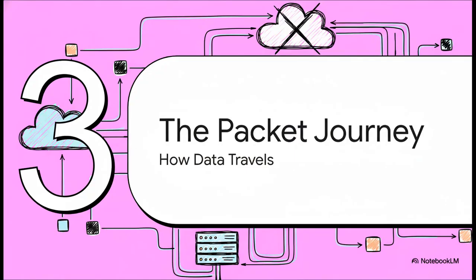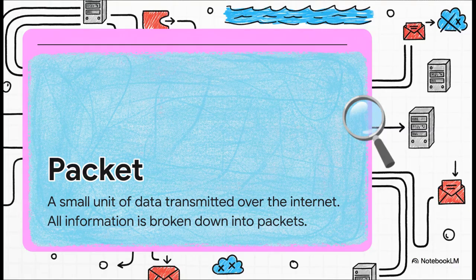All right, so you're connected, you've got your on-ramp, but how in the world does your request for, say, a cat video travel across the globe and come back in milliseconds? It's incredible, right? Let's follow a single piece of your data on its great packet journey. Okay, so the very first thing you need to get is this. Nothing gets sent over the internet in one big chunk. That photo, that email, that video file, it gets shattered into thousands of tiny little pieces of data. And those pieces are called packets. They're basically the Lego bricks of everything you do online.